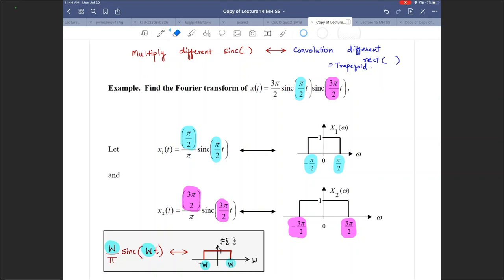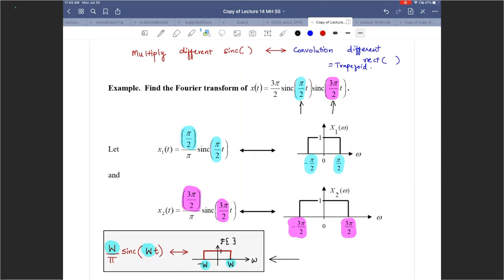Absolutely right, the amplitude scaling is not matching. But I hope you see why we chose this particular x1, this particular x2, right? The main factor was the pi over 2t and 3 pi over 2t. The next factor was we had to use this particular reference result. So those two things made us define x1 and x2 this way.